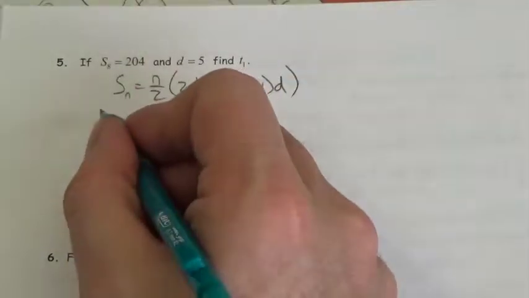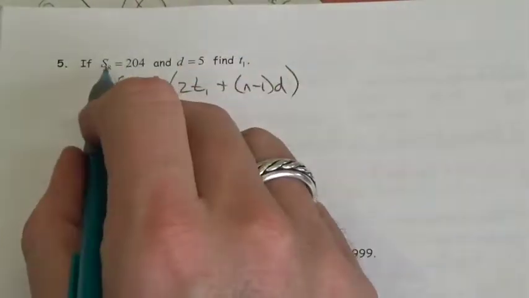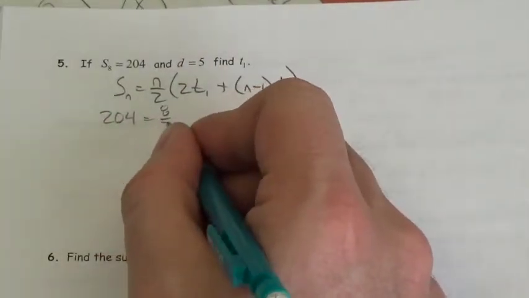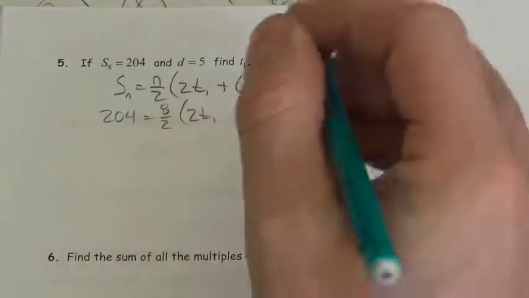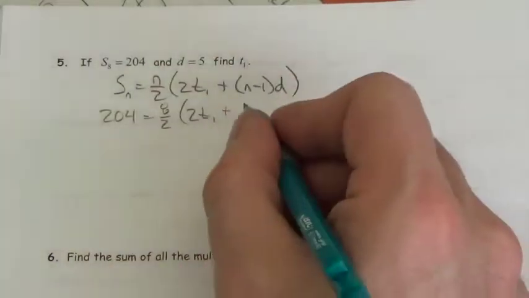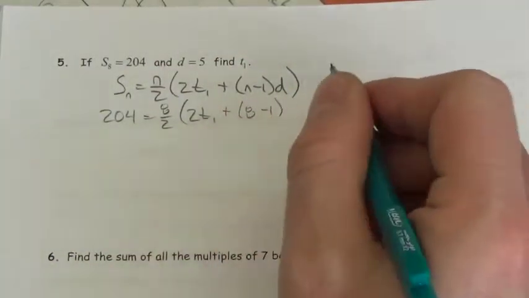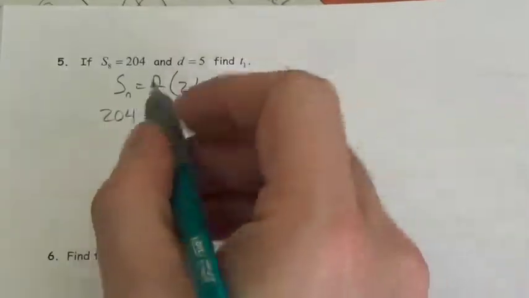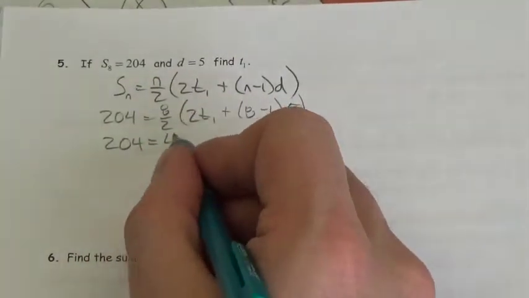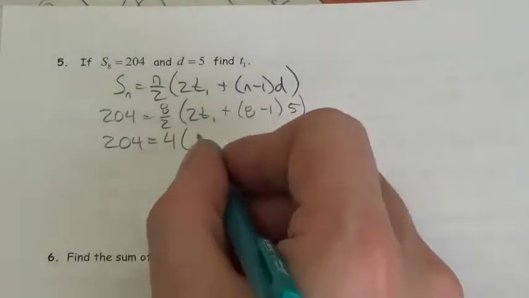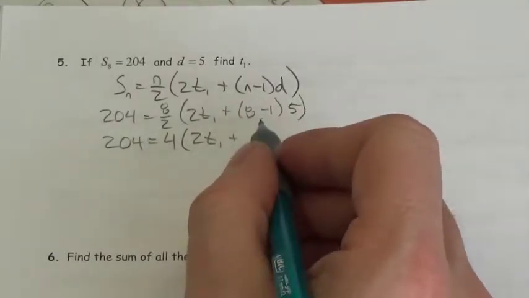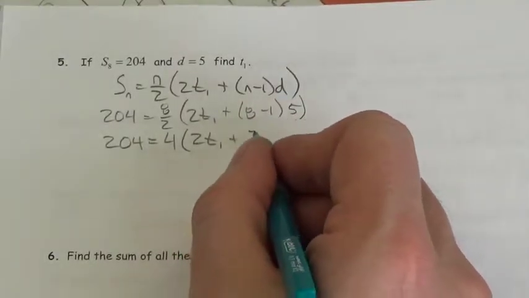So I know that when n is 8, Sn is 204, so I've got to make sure I put the 8 over here. T1 is the variable, so I leave that as the variable. I know that n is 8, so that's going to be 8 minus 1, multiplied by 5. So this is going to be 204 is equal to 4 multiplied by 2T1 plus, that's going to be 7 times 5, so that's 35.